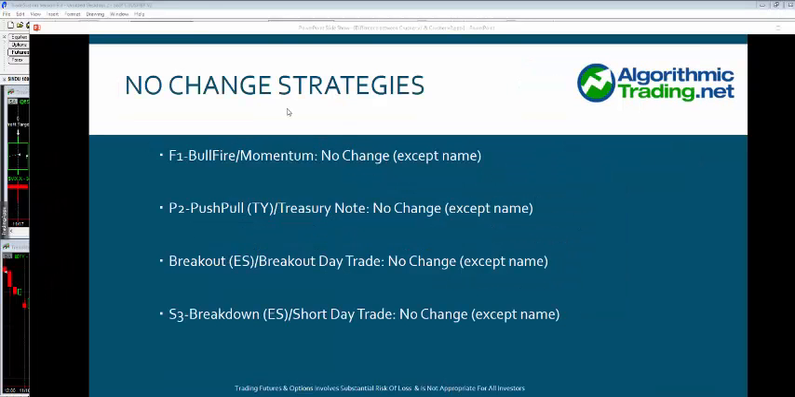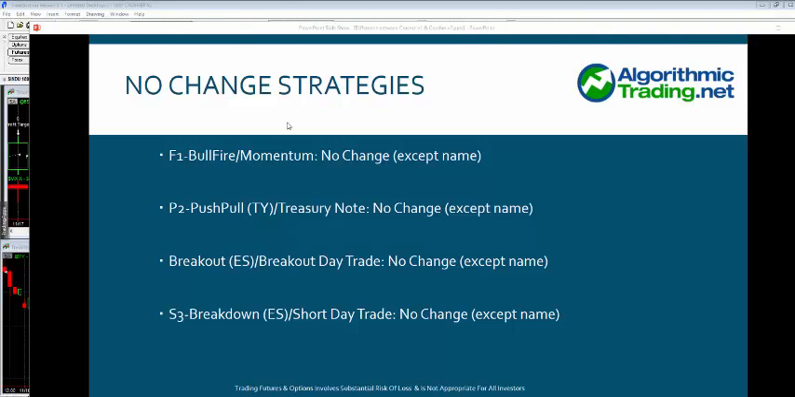Alright, so first I'd like to talk about the strategies that did not change, with the exception of the names. So the original Crusher traded the BullFire. The name of that algorithm was changed to the momentum. The actual code is the same as what we've been using for over a year now. The P2 push-pull, we changed the name of that to the Treasury note, and again, that's the only change that we made. The breakout algorithm, we changed the name to the Breakout Day Trade, and again, no change except the name. And then the S3 breakdown was our short day trade algorithm. We only changed the name to the short day trade. No other change has been made to that algorithm.